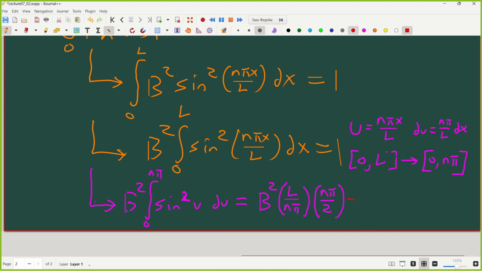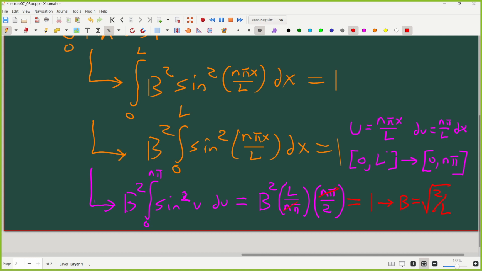All right, so we have a really, really simple algebraic equation to solve. And it's really easy to see how this solves, right? The n pi's cancel out. We have b squared L over 2 equals 1. So b is equal to the square root of 2 over L, like that. This is what we call our normalization constant.